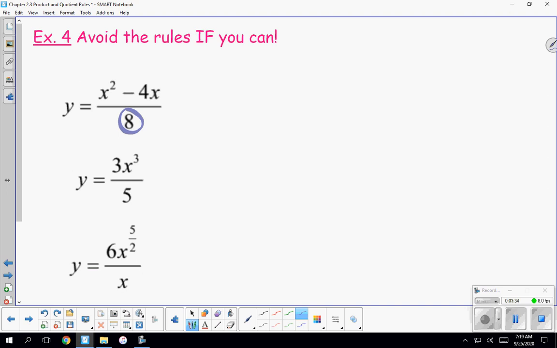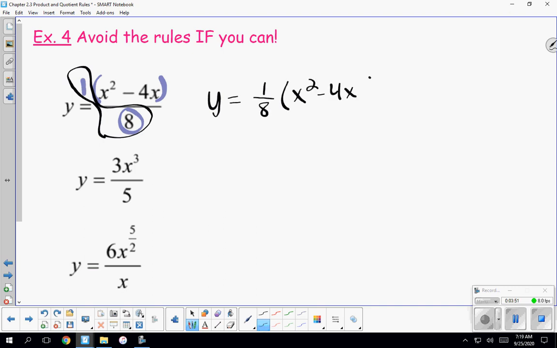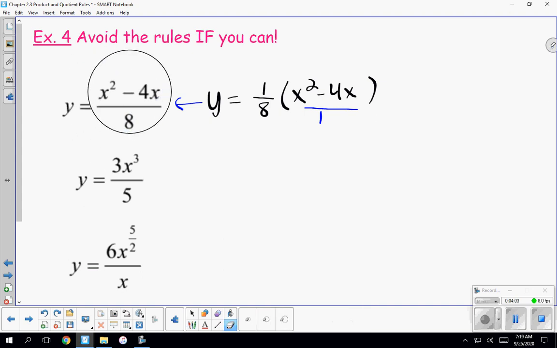So what we can actually do is think of the numerator as having a 1 in front of it. And now, hopefully you can see that there's really a 1/8 in the front of this. So I can rewrite this as 1/8 times x squared minus 4x. And if you're nervous whether that's right or not, you can always put this guy over 1, and then you can multiply and see if we get this guy here, which is what we started with. And we will. So once it's written like this, it does not require the quotient rule.